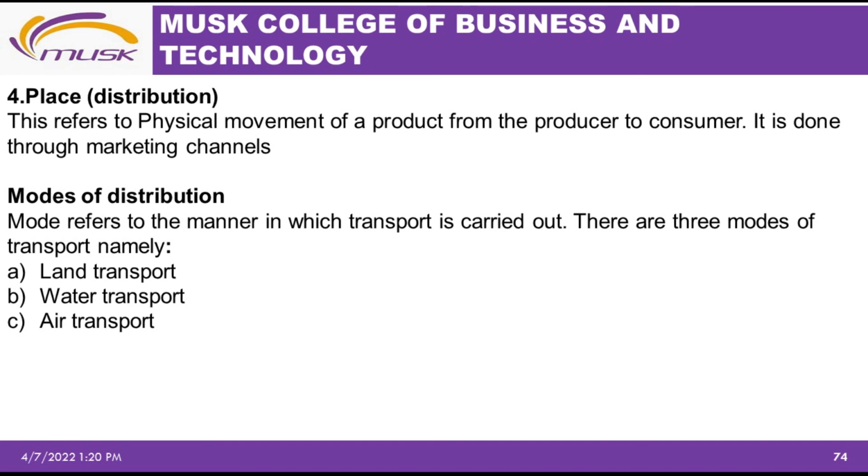So it's all about the movement of goods from one point to another. And we have different modes of transport that we can use. We can use land transport, that is on the roads and rail. We can also use water transport. We can also use air transport, that is airplanes, to deliver goods, especially the perishable ones or bulky goods that cannot be transported by any other means.